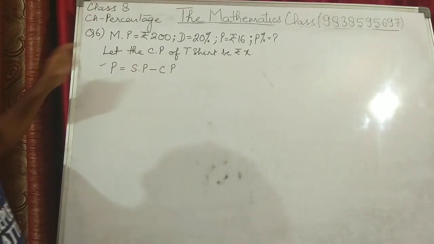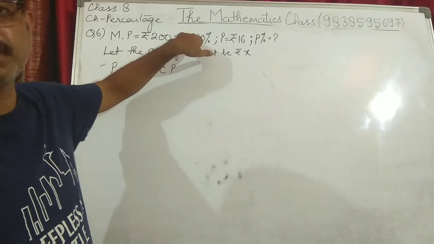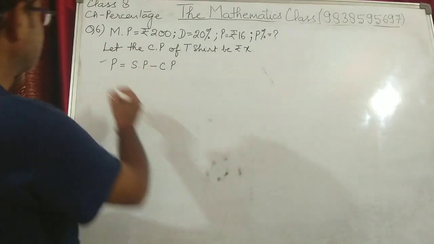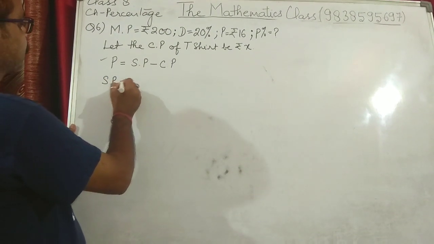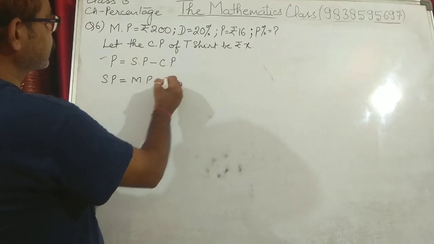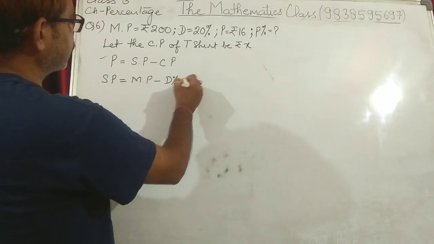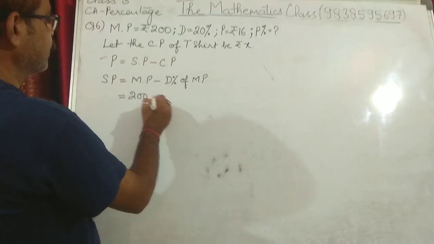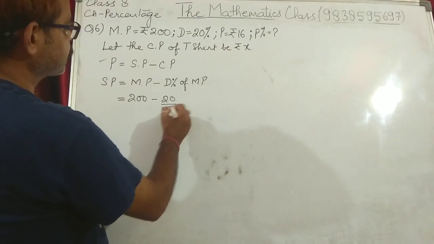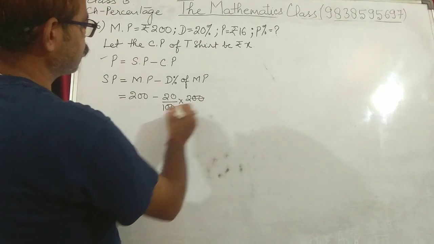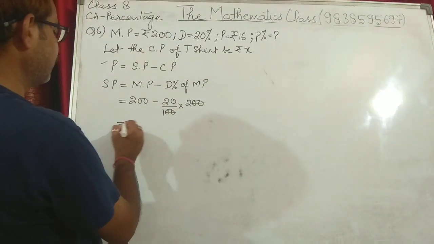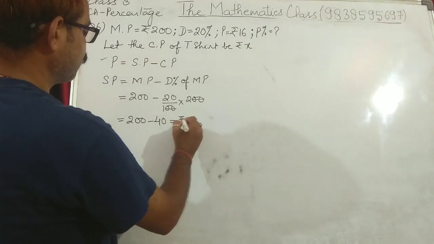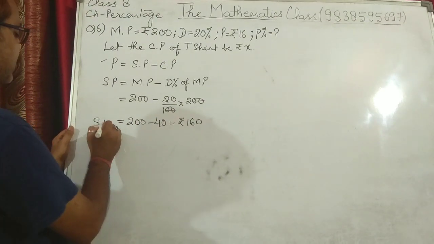What we can do, you know the mark price is given, and the discount percent is given. So from this we can calculate the selling price. Why? Because we know that selling price is equal to mark price minus discount percent of mark price. Now mark price is how much? 200 minus 20% of mark price, that is 200 minus 40, it makes rupees 160, that is the selling price.